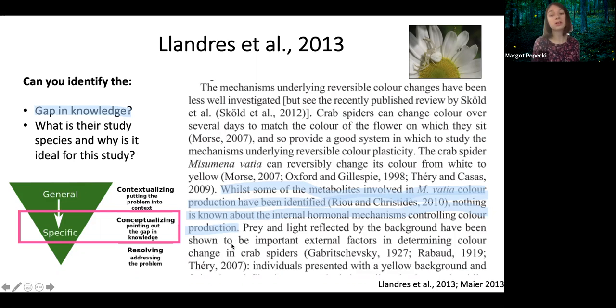Another thing that researchers should consider doing in their introduction is describing their study species and emphasizing why it's important and or ideal to study to pursue this question. So here, they're describing how crab spiders can change color over several days to match the color of the flower on which they sit. So they provide a good system in which to study the mechanisms underlying reversible color plasticity. So again, they're highlighting why they've chosen crab spiders to study reversible color changes. And that's because these spiders actually do undergo those color changes. You wouldn't want to study that phenomena in a species where they have a fixed color pattern. So again, making that very clear for your reader, kind of honing your message, is very important.